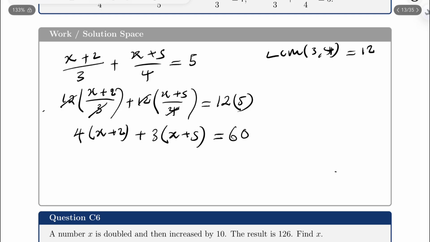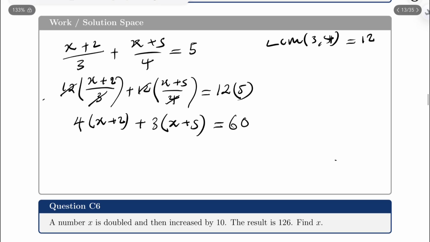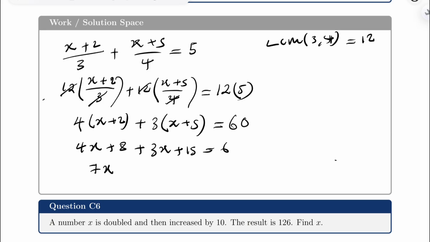Next, we can distribute. So by distributing, I have 4x plus 8 plus 3x, then plus 15 is equal to 60. Then let us go ahead and combine like terms. So 4x and 3x adds. This is 7x, then plus 15 plus 8 is just 23. Plus 23 is equal to 60.